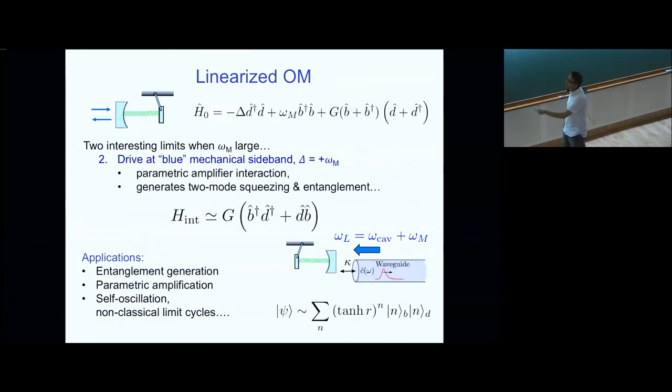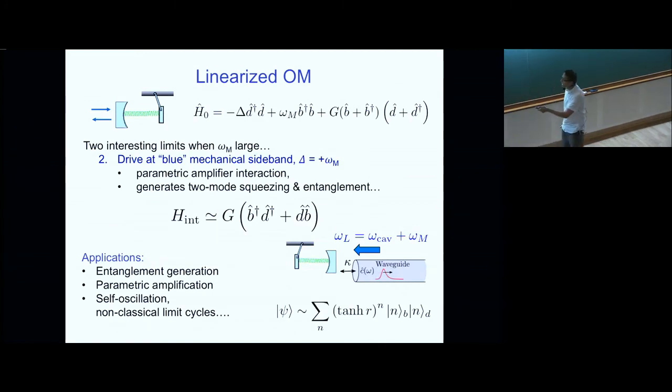Again, where is the energy coming from? It's always coming from the drive laser, right? We're working in this mean field approximation where the amplitude of the drive laser is buried in this big G. So this is the kind of interaction, we go way back to close to the beginning of the presentation, that can generate entanglement, right? So when this interaction acts, it generates pairs of phonons and photons.